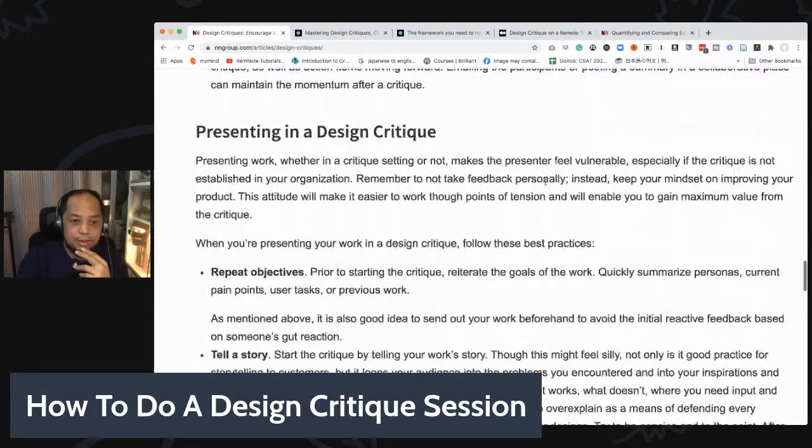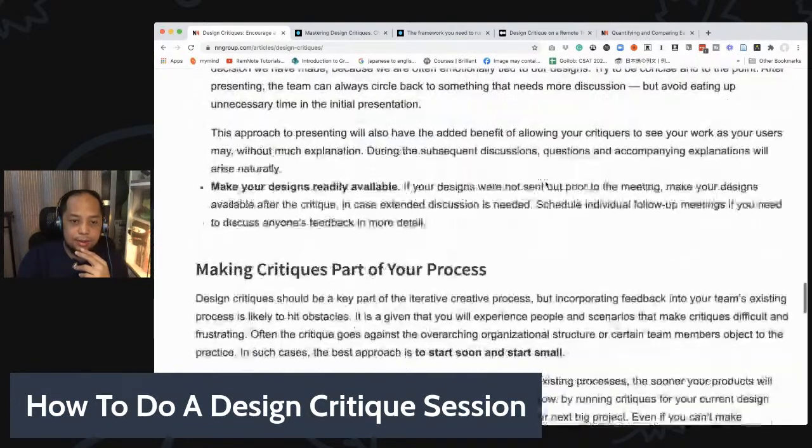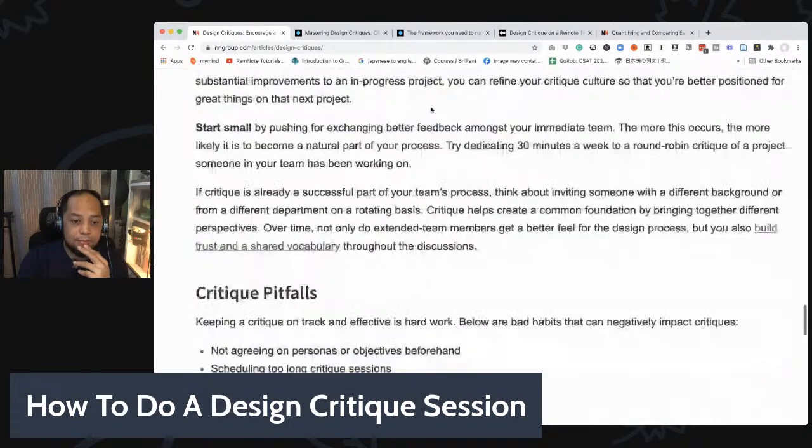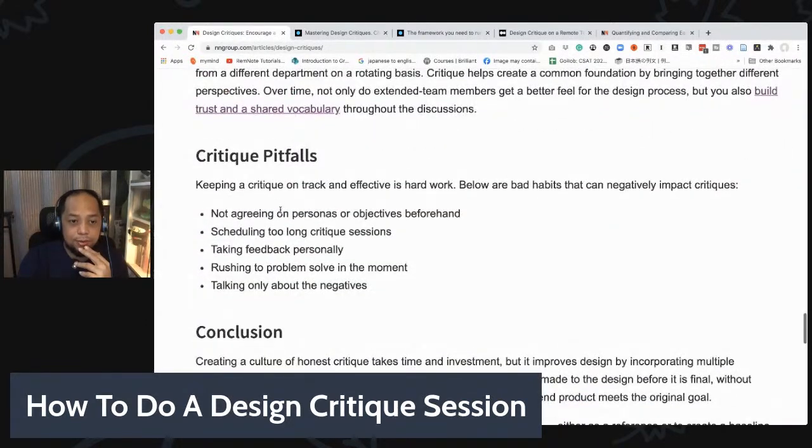Okay. Presenting a design critique, tell a story. Making critiques part of the team effort, truth be told, we are just starting to do this ourselves. We have been doing design reviews before, but lately I've been wanting to do more of this. So, some critique pitfalls: not agreeing to personas or objectives beforehand. In our case, because I have included some of the teams, we try to have the teams involved even in the research process.